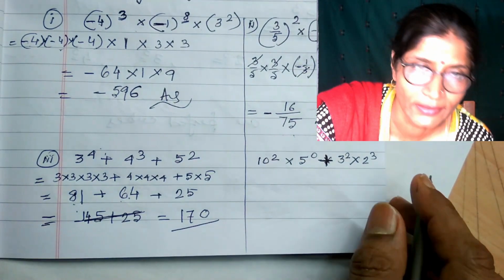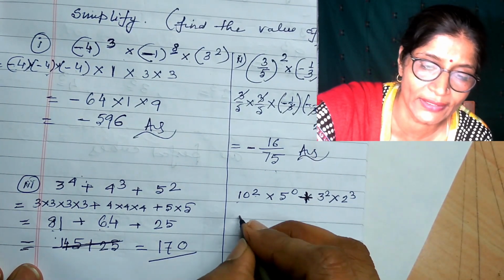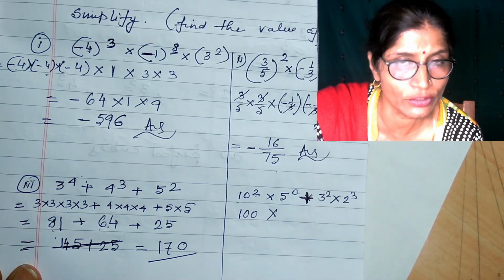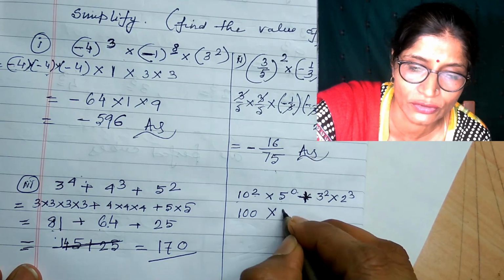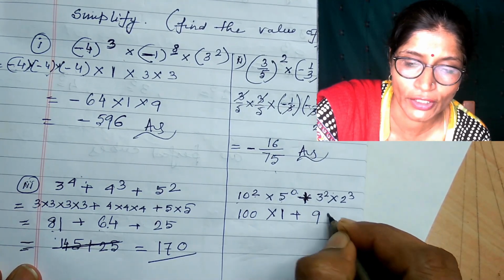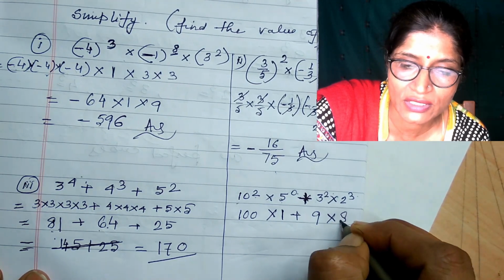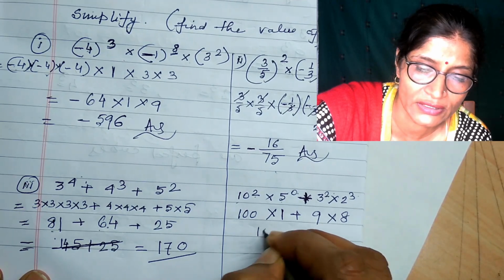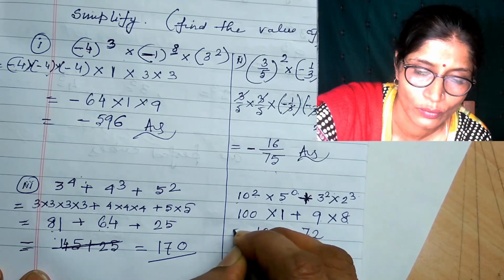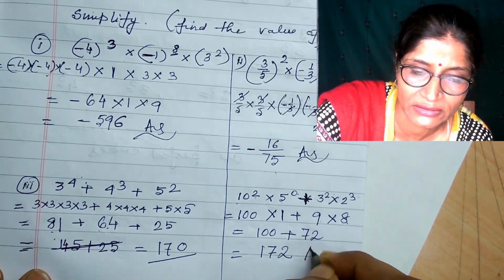Now this is the last sum I will do for today. So 10 square, that is 100, and anything to the power 0 is 1. So 5 to the power 0 is 1. Plus 3 square means 9 into 2 to the power 3 means 2, 3 times, so it is 8. So 100 into 1 is 100, plus 9 8s are 72. So equal to 172 is the answer.